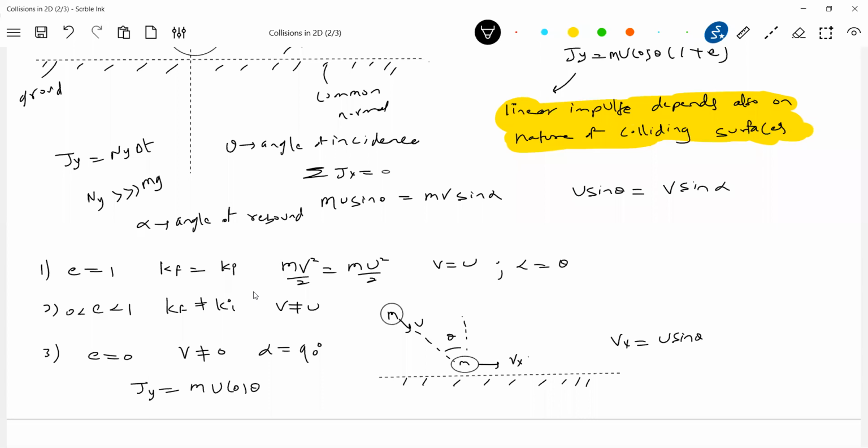So in one-dimensional collision, E equal to 0, the particles will get stuck. In two-dimensional collision, the particles need not get stuck. The bodies need not be stuck. What are the bodies here? There's a ball and there's a ground. So will the ball get stuck to the ground? No, only the Y component will get eliminated. You have to be very careful about this condition.